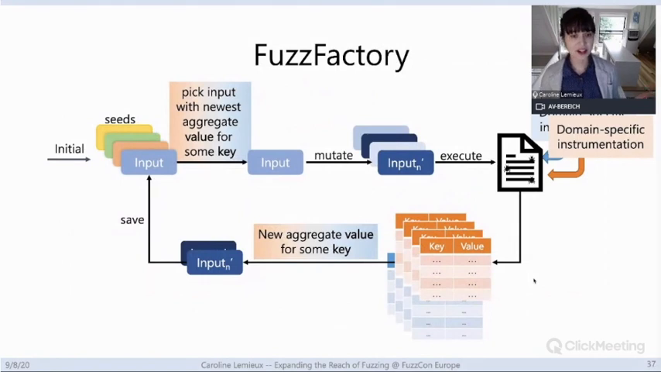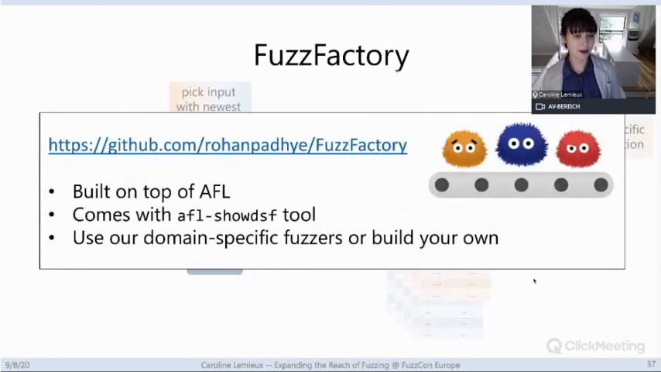So that's Fuzz-Factory in a nutshell. It's again built on top of AFL. It comes with a tool so you can see the domain-specific feedback that your inputs create, to bring the human in the loop for the analysis. And you can use the fuzzers we have if one of those interests you, or you can just use those macros to build your own.